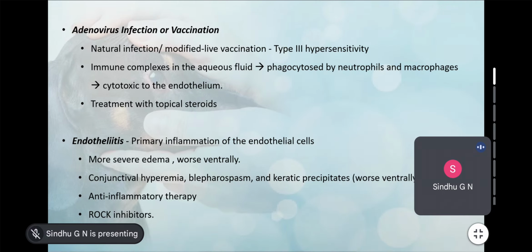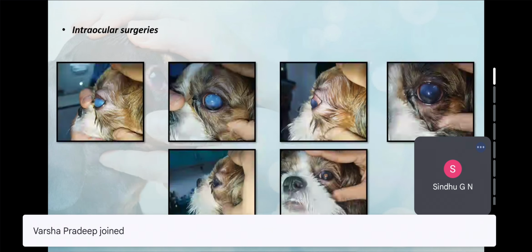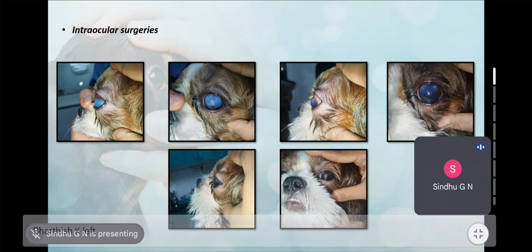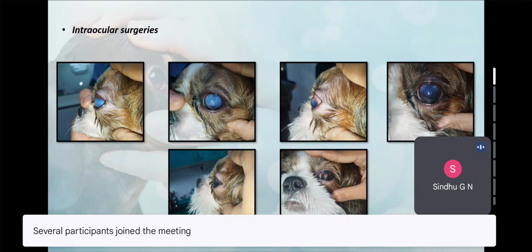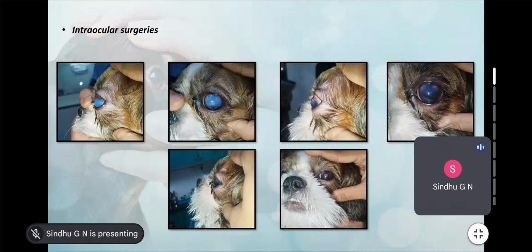So another reason for corneal edema is intraocular surgeries. The medicines or agents used for intraocular surgeries, like for cataract surgery, we use irrigation solution, then mydriatic agent. All these can cause corneal endothelial cell damage. Almost 22% of the endothelial cells are washed out in phaco surgeries. So imagine how much they can cause corneal edema post surgery.